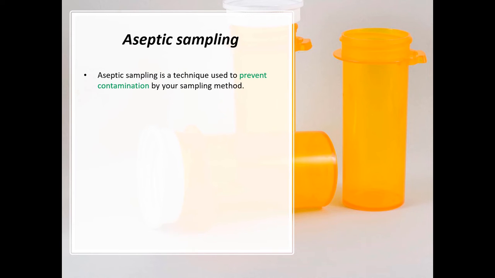I'm going to explain to you in this short video what aseptic sampling is. Aseptic sampling is a technique used to prevent contamination by your sampling method. Aseptic sampling involves the use of sterile sampling implements and containers.